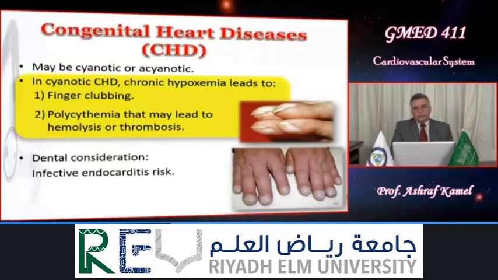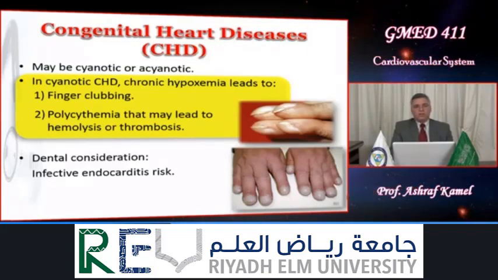Congenital heart diseases in children. We have 2 categories of congenital heart disease. The cyanotic, where the child gets bluish coloration with exercise or without exercise. We call this category cyanotic heart disease. And the other category is the acyanotic heart disease.